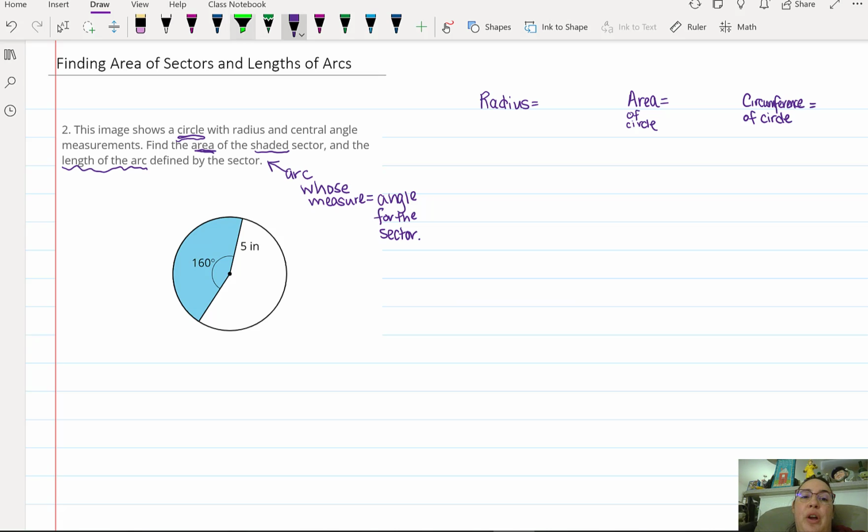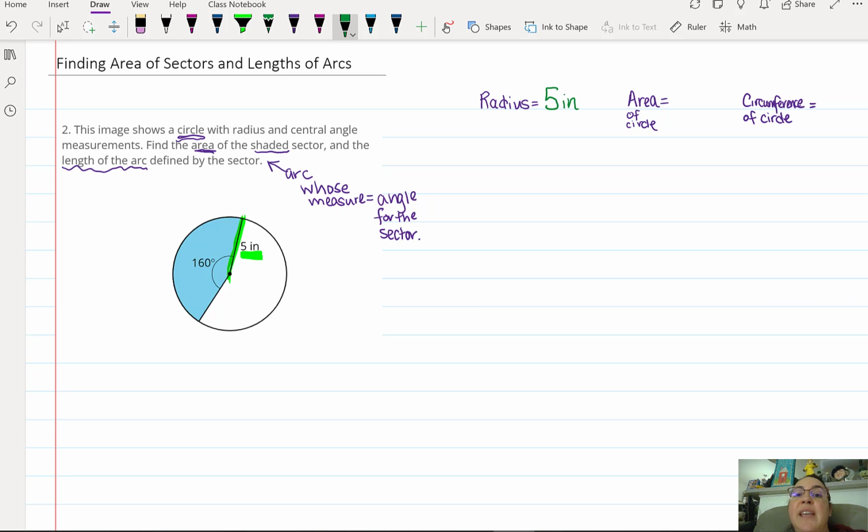So in my picture, I noticed that the radius, that's always that distance from the center to any point on the circle. So that's this distance here that I'm highlighting in green. It's 5 inches. My radius is 5 inches.